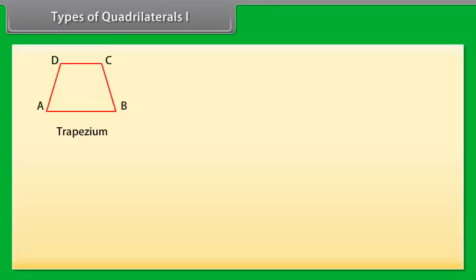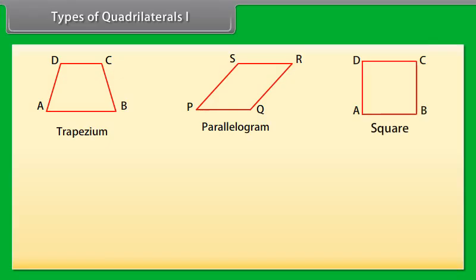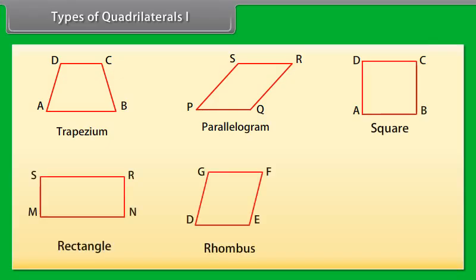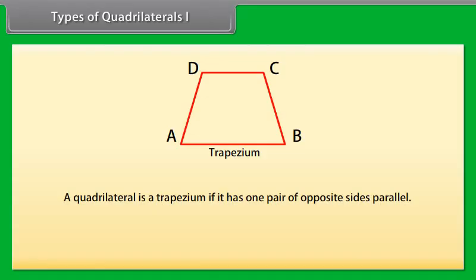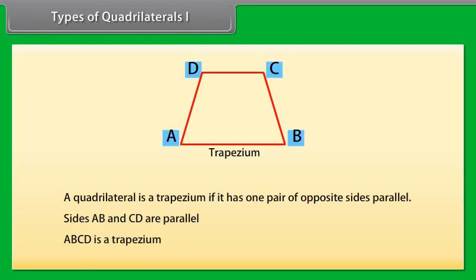Types of quadrilaterals. 1. There are different types of quadrilaterals like trapezium, parallelogram, square, rectangle, rhombus and kite. Look at these figures. We will go through them one by one. First one is trapezium. A quadrilateral is a trapezium if it has one pair of opposite sides parallel. Here opposite sides AB and CD are parallel, so ABCD is a trapezium.